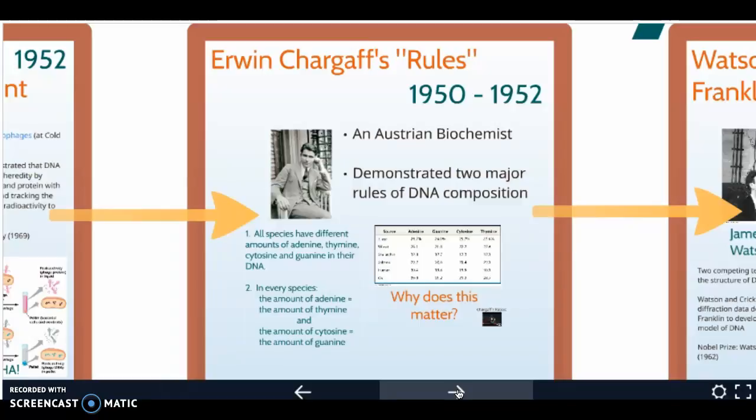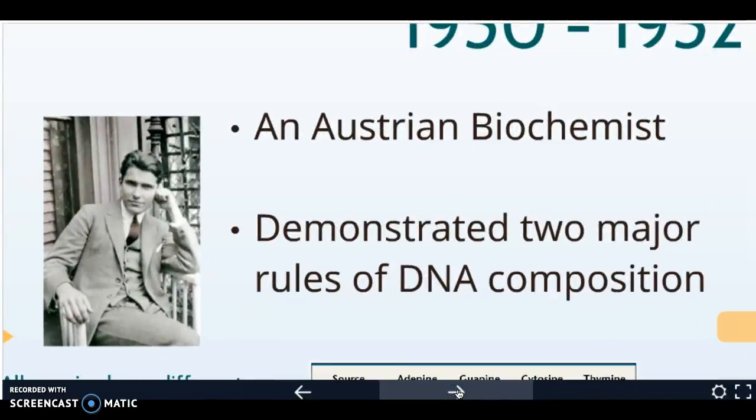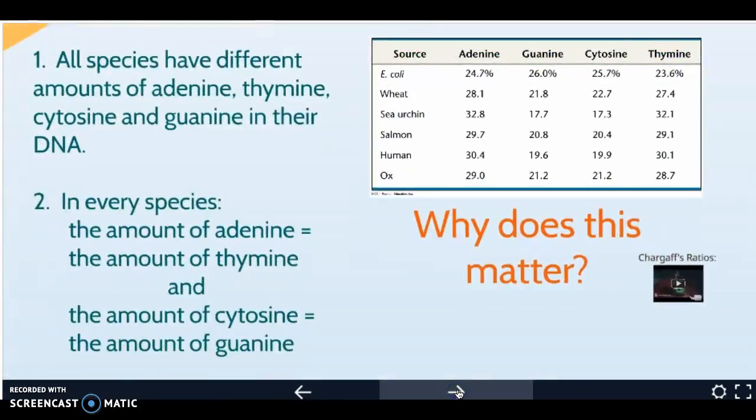Then there was work that was starting to get done on the ATCG. And so you had Erwin Chargaff, who was looking at the ATCG and trying to figure out the ratios of these and how those ratios compared. So Chargaff, who was an Austrian biochemist, looked at the rules of DNA composition. He looked at how many A's there were against how many T's and so on, and he's the one who realized that A bonds with T and C bonds with G, and he noticed it in a percentage value.